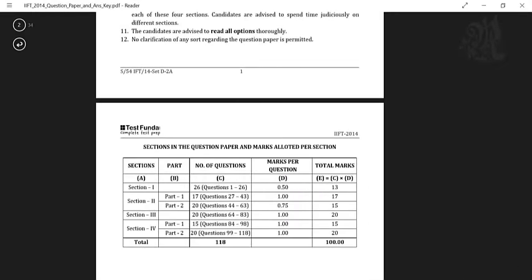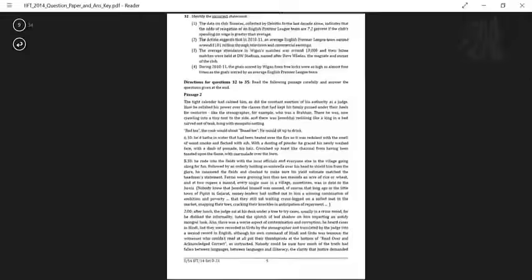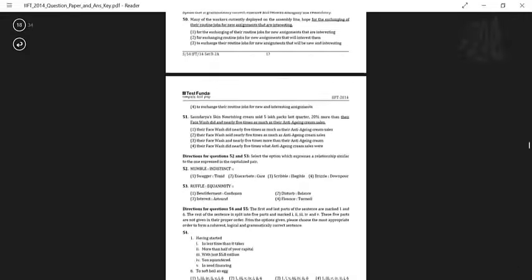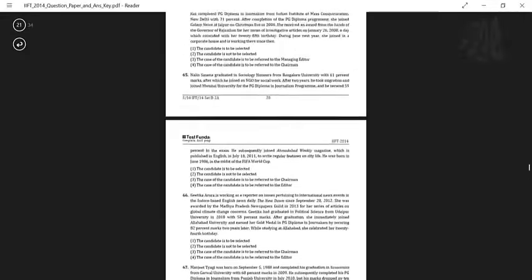One mark each. Your cutoff is 34. LR mein 6 tha. Ye 4 mark de diya gaya bacche ko.